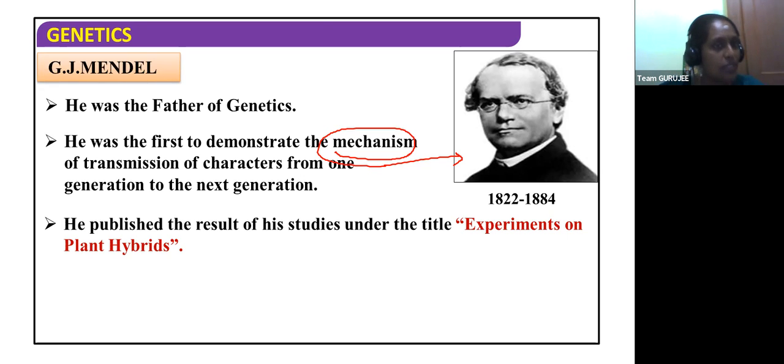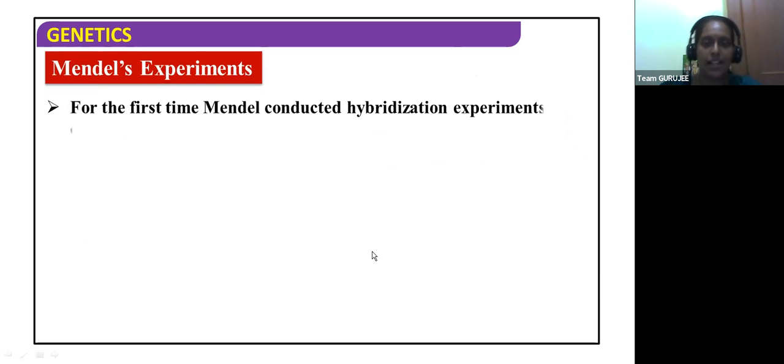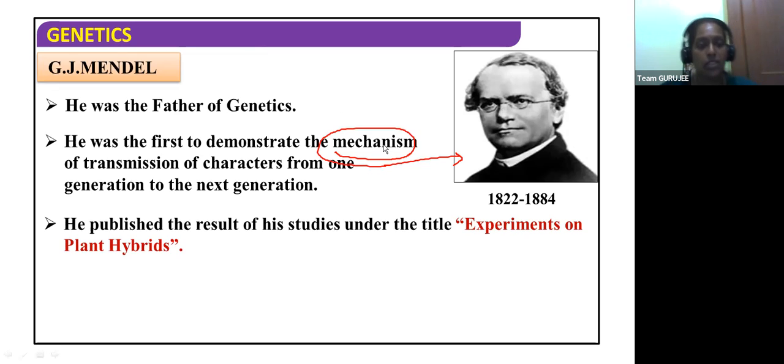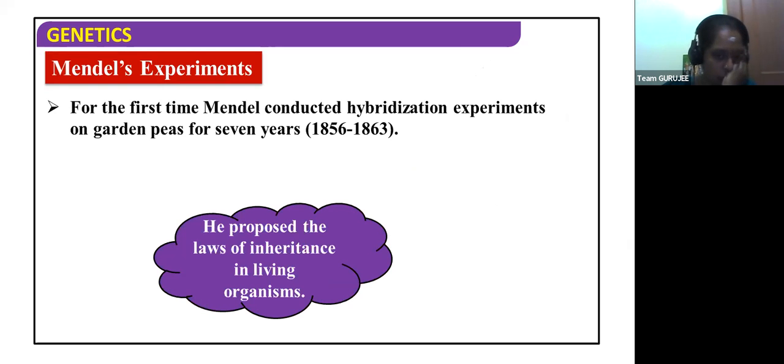Most of the fruits, vegetables or grains that we eat today are hybrids. Nothing is purebred actually. So this person was the first to start experiments on plant hybrids. What did he do? For the first time, Mendel conducted hybridization experiments on garden pea plants, not for 1 year, but for 7 years. The period is again important. His life span was 1822 to 1884, and his experiments were between 1856 and 1863, which was 7 years.